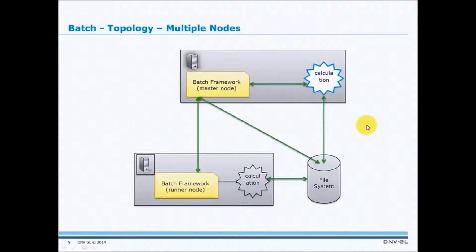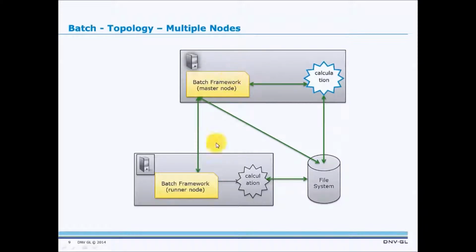Now let's see how this configuration can be extended to a setup where multiple machines are involved. Here is a simplified schematic that represents such a scenario where multiple machines are working together to run a single batch. There are a couple of important details in the schematic to draw your attention to. First of all, there are two batch framework nodes in this picture, but you'll note that one of them is identified as a master node, whereas the second one is denoted as a runner node.